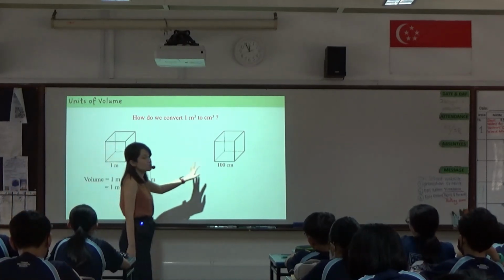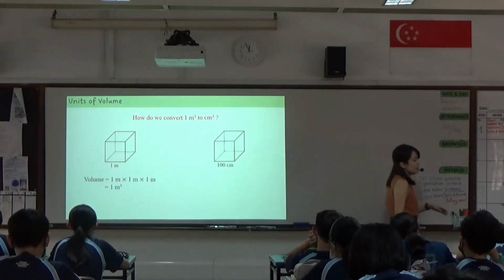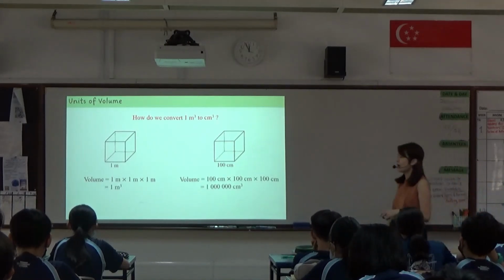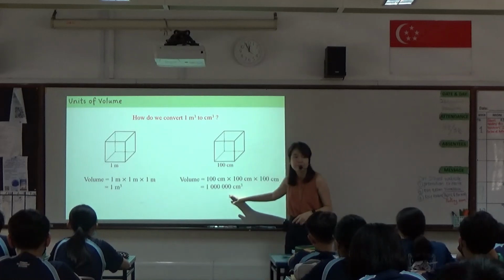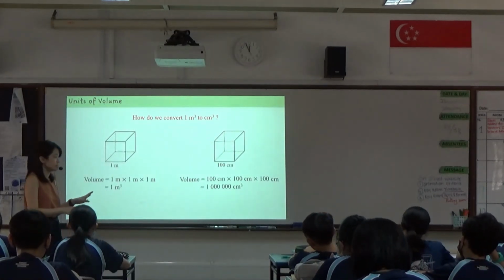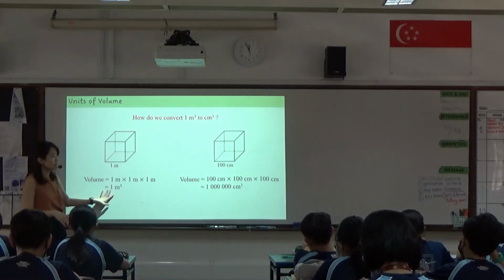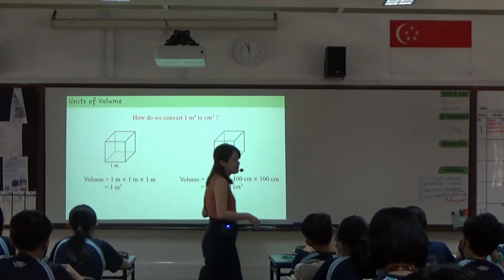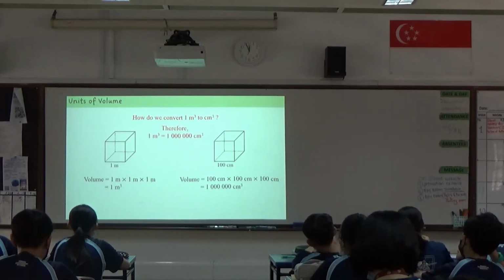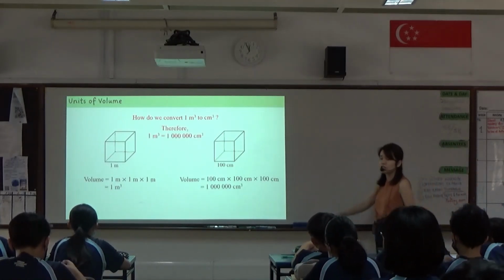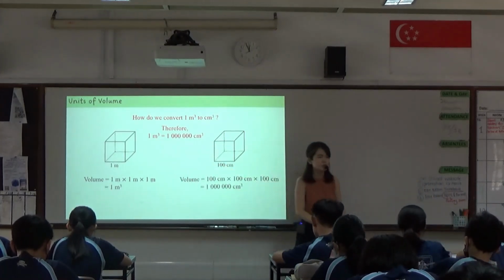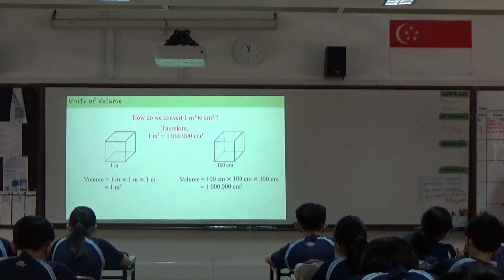But if I write it as 100 cm instead, and I do the same calculation, it will become 1 million cm cube. And therefore, because these two cubes are exactly the same size, we can agree that 1 meter cube is equals to 1 million cm cube. Okay, so you may fill in that blank in your worksheet at the top, that 1 meter cube is equals to 1 million cm cube. And that is the reason.